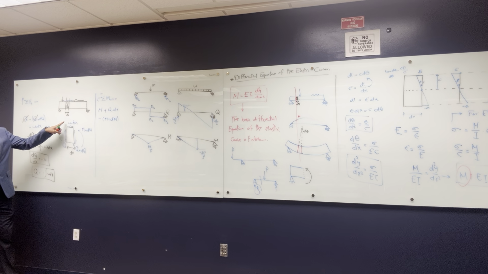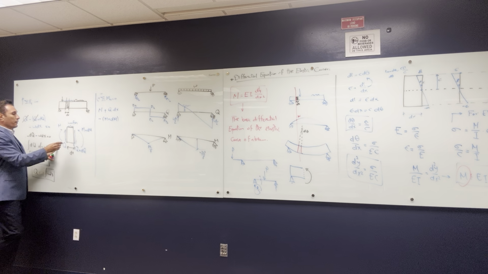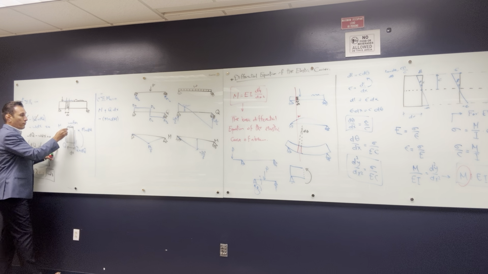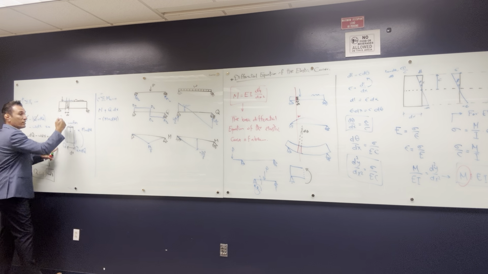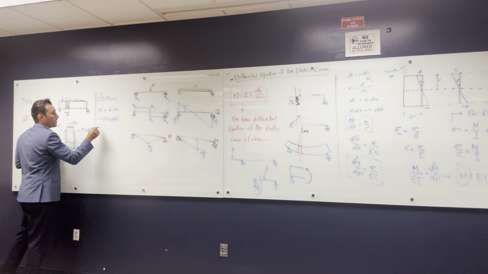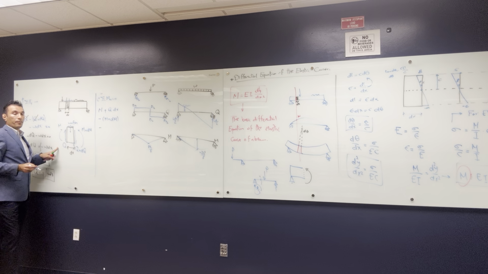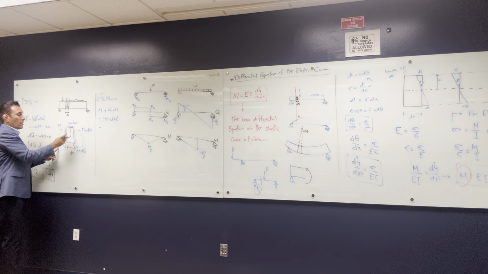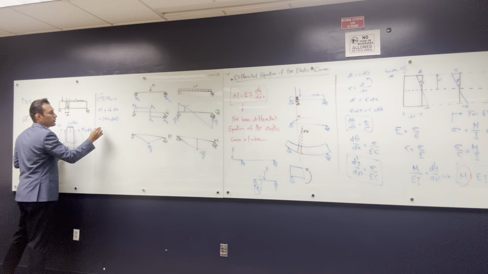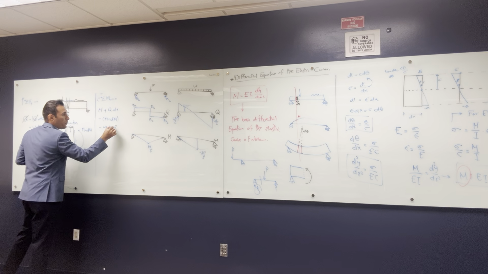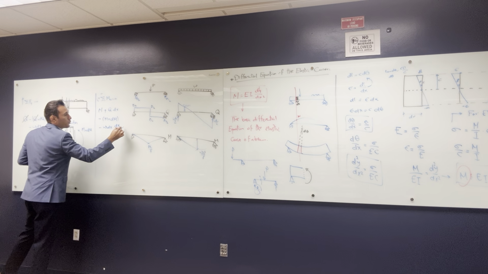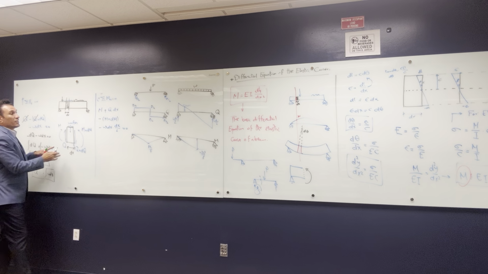How about you guys tell me, is it positive or negative? This W is going down, right? And my positive moment is this way, so this is negative. What is the value of this moment? It's a distributed load. W dx is going to give you the resultant, multiplied by dx over 2. All this should be equal to 0 if this section is stable.